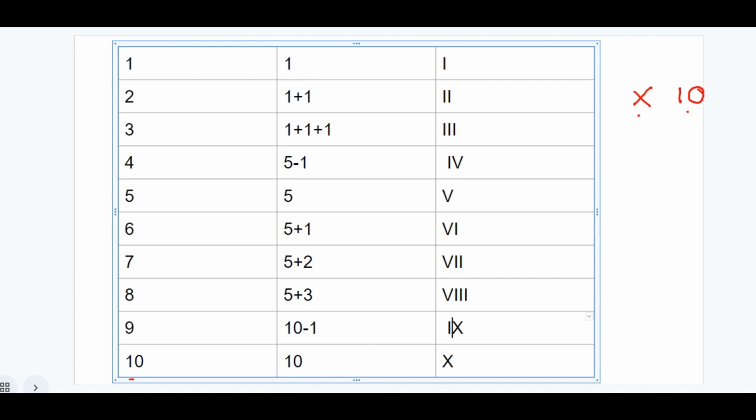So IX is your 9 now. So this is your Roman numerals from 1 to 10. It's very easy to do if you do them carefully. Okay. So now let's do some more Roman numerals and then we can practice questions as well.